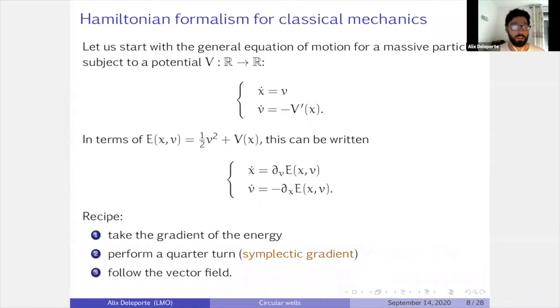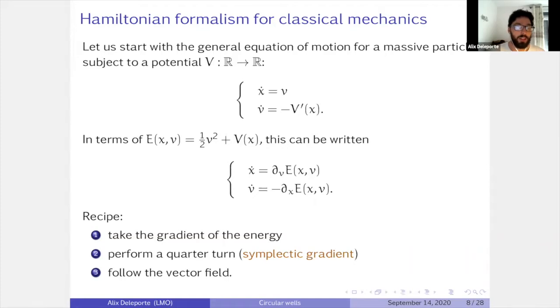And in this case, Newton's law of motion tells you that the acceleration times the mass, but here the mass is 1, is given by the force, which is minus the gradient of the potential. Here we're in 1D, so our system is just: the derivative of the position is the velocity, and the derivative of the velocity is minus the derivative of the potential with respect to the x variable.